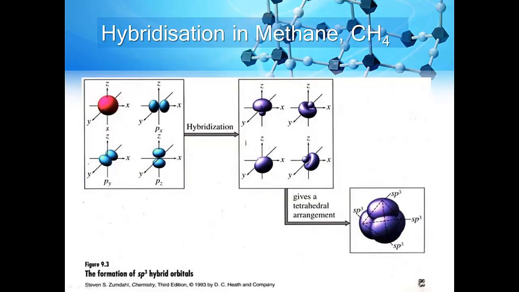So let's have a look. If we took 1 s and 3 p orbitals and hybridized those, as happens in the case of carbon, you can then form 4 hybrid orbitals, and this is called sp3 hybridization. 1 s and 3 p's, sp3 hybridization, and this will give a tetrahedral arrangement to our central atom.